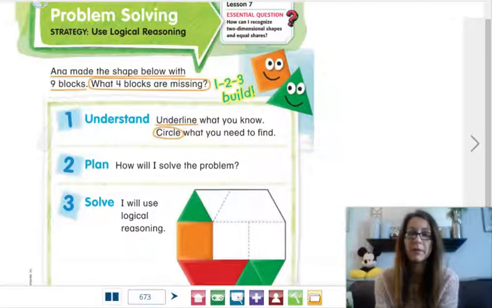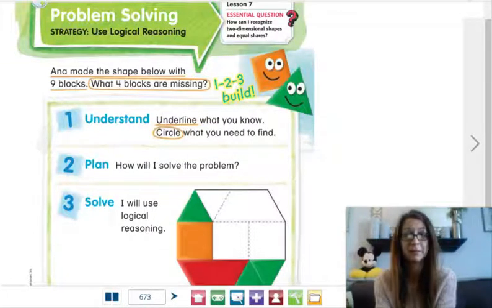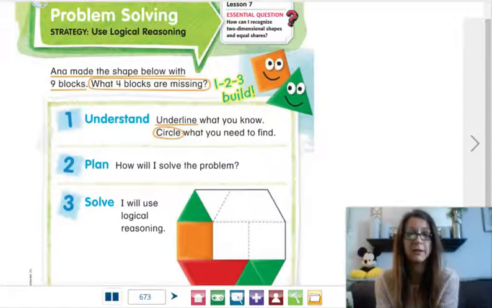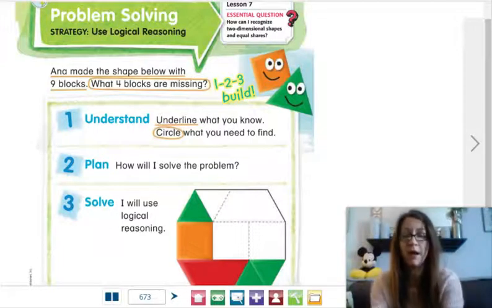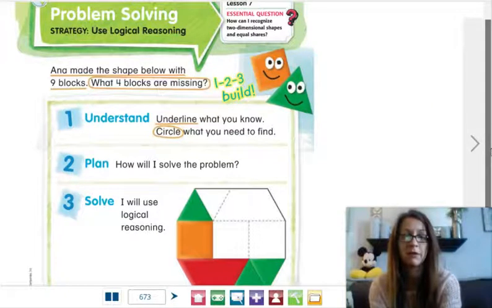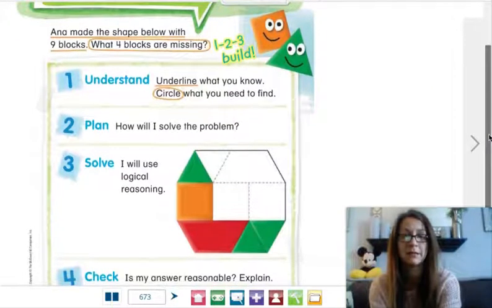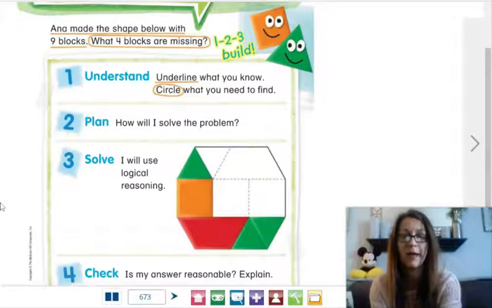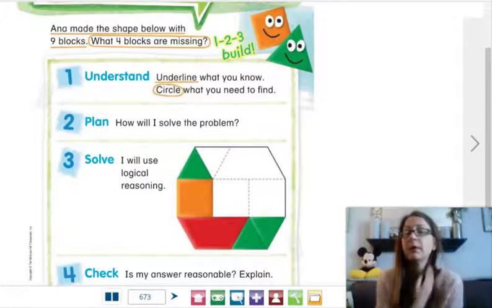So in this word problem, they tell us how many shapes we should have in all to make up this composite shape. So it says that we have 4 blocks that are missing, which means that there are already 5 blocks in this shape that we need to leave where they are. We cannot move them. So what we need to do is figure out what shapes are missing. So I'm just going to scooch my page down just a little bit more so we can see that full shape now.